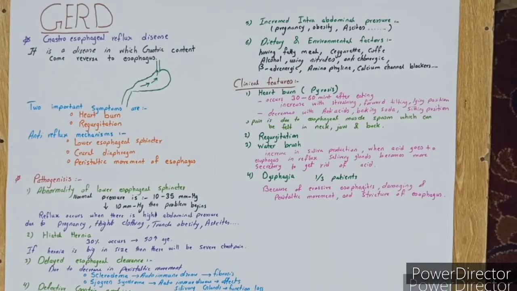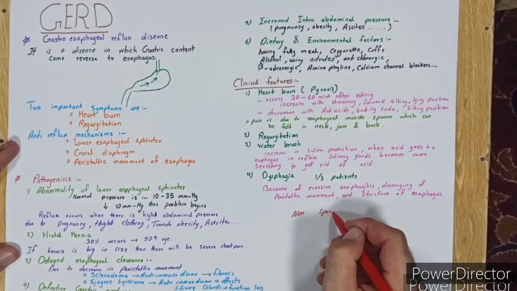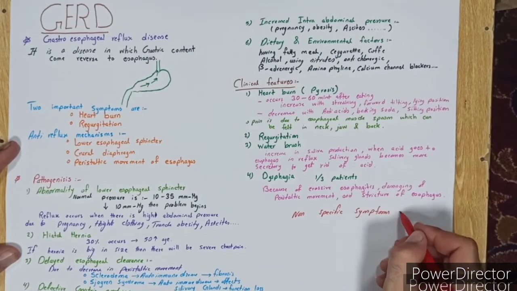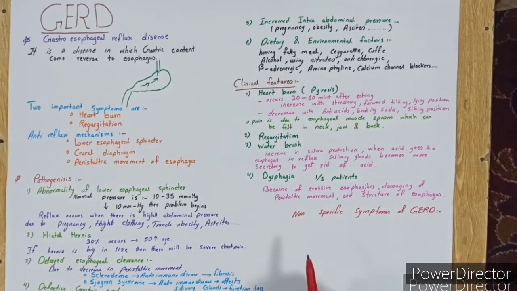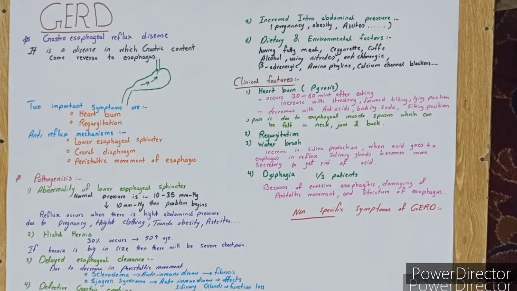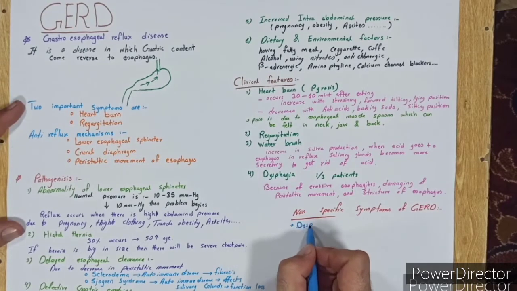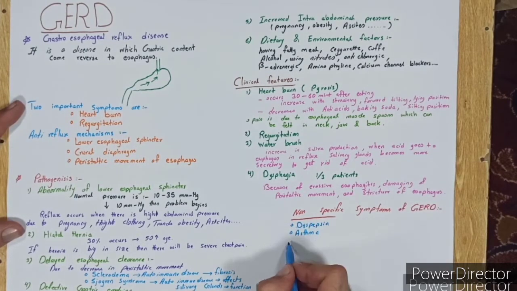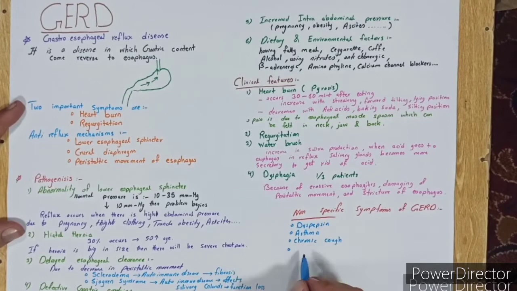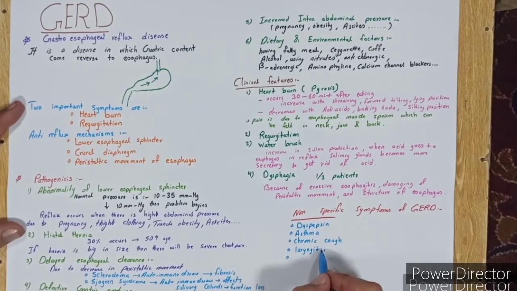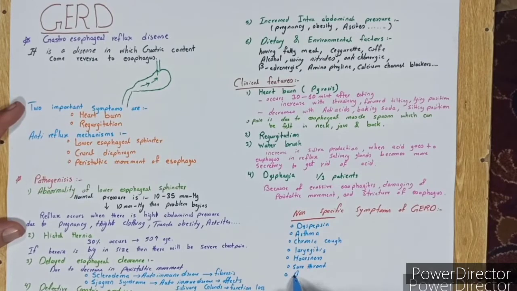There are some non-specific symptoms of Gerd like dyspepsia, asthma, chronic cough, laryngitis, hoarseness, sore throat, atypical chest pain, and sleep disturbances.